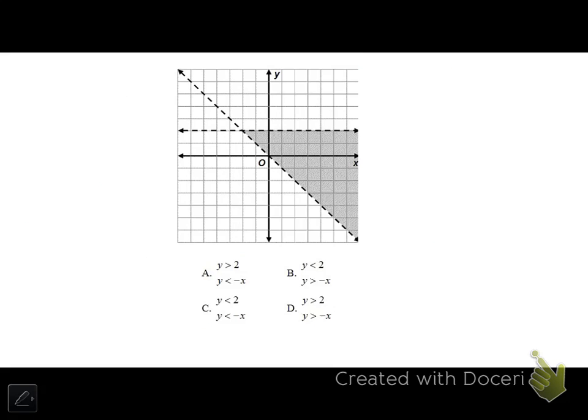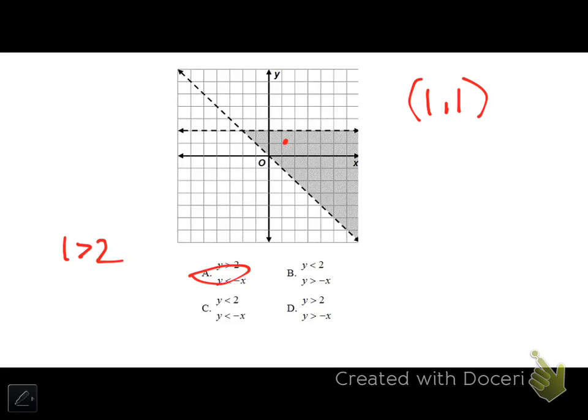Okay, so let's see if we can eliminate any because it's a dash line. It doesn't look like it. So let's pick a point. I'm going to pick 1, 1 again because it's in my shaded region. Let's put it in for A. So is 1 greater than 2? No.